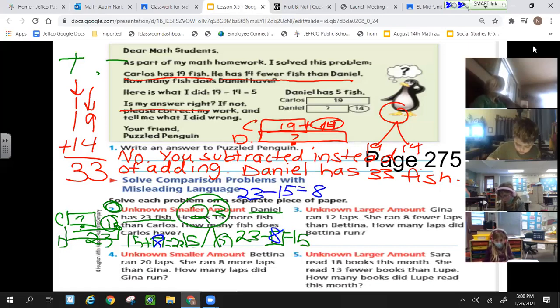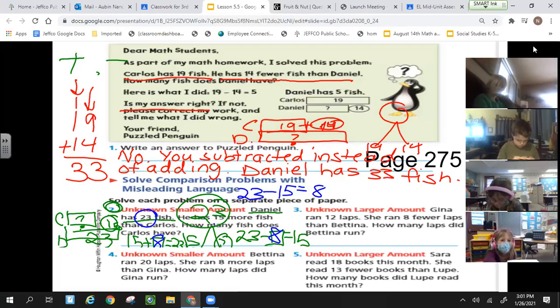So let's reflect and see if this makes sense. Daniel has 23 fish. He has 15 more fish than Carlos. Carlos has to have less because Daniel has 15 more than he does. How many fish does Carlos have? He has 8. Is that less than 23? Is that 15 less than 23? Yes. Good job. All right.